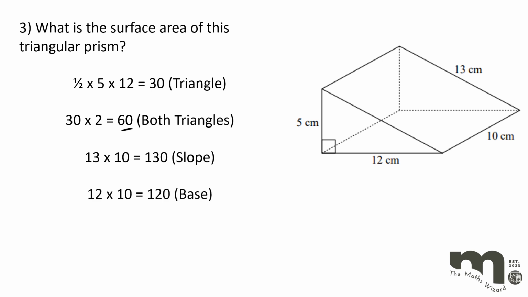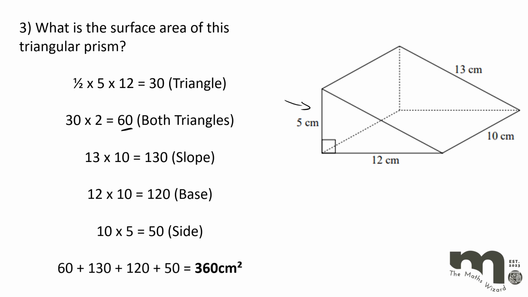Then we've got the base, which is 12 times 10, which is 120. And then you've got the side here, which you can see the dotted line for, which is 10 by 5, which is 50. If you add all of those faces together, so we've got both triangles there, which is your 60, and then you've got your slope, 130, your base, 120, and then 50 there.